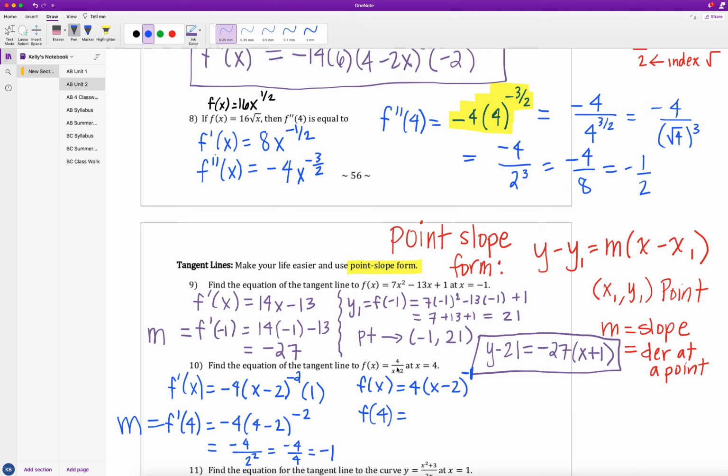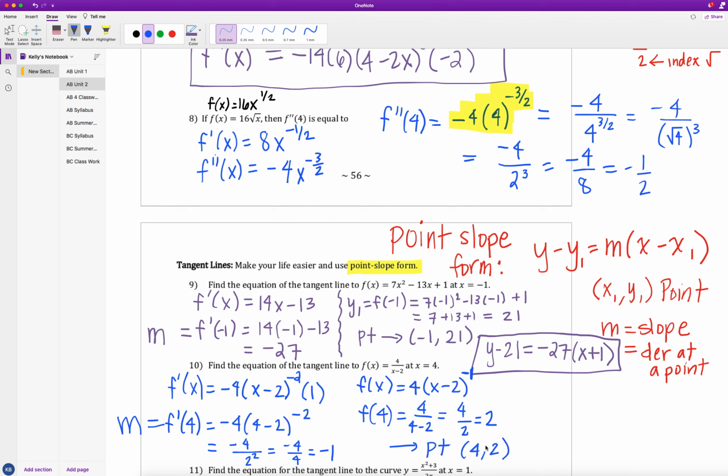Because I want to simplify it, I'm going to actually use the original f of x that was given, just so that I don't have to remanipulate stuff. So I end up with 4 over 4 minus 2, which is 4 over 2, which will be equal to 2 then. So this tells me that I have a point at (4, 2).